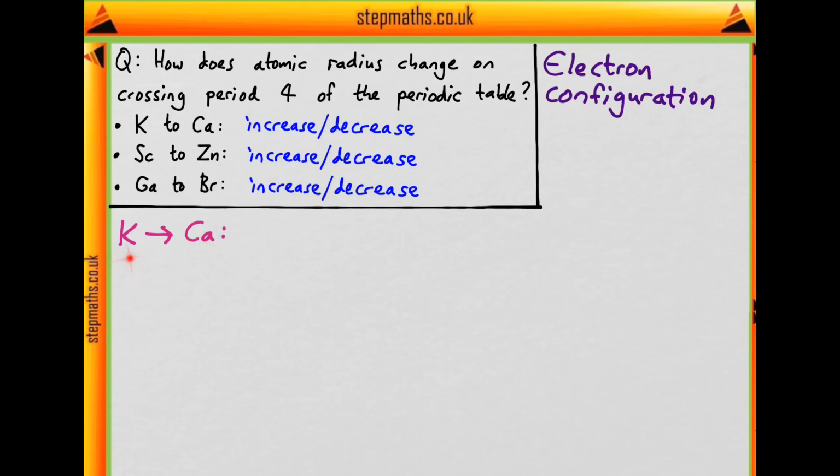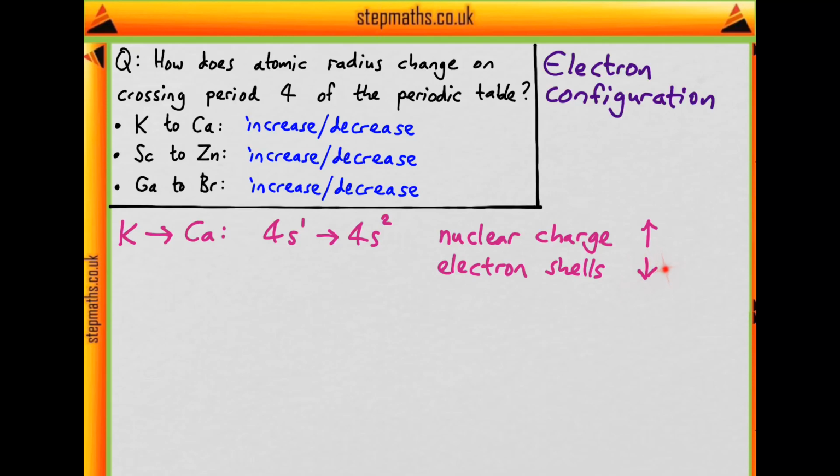So potassium is 4s1, being a group 1 element, it's only got one s electron. Calcium, being in group 2, is 4s2. So we're going from 4s1 to 4s2. What happens to the radius? So we're increasing the nuclear charge by 1 because calcium has one more proton and our electrons are in the same subshell. So what happens to the electron shells? These pull in closer to the nucleus because of the higher charge. So what happens to our radius? It decreases.